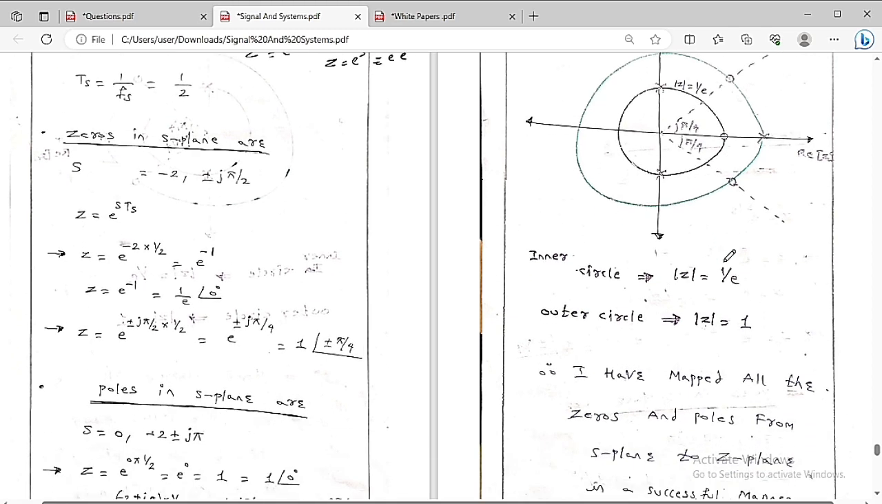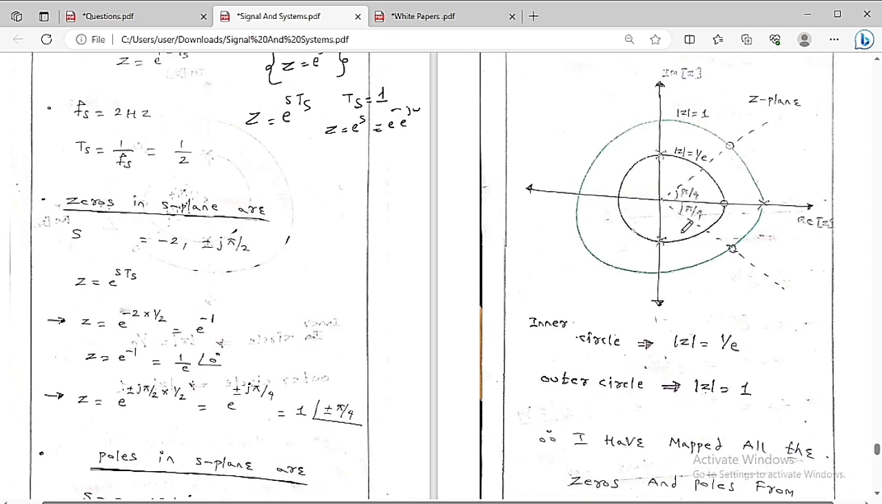Ts is equal to 1 by default if it is not mentioned. If it is mentioned, then Ts is not equal to 1, and in that case you use the given value.